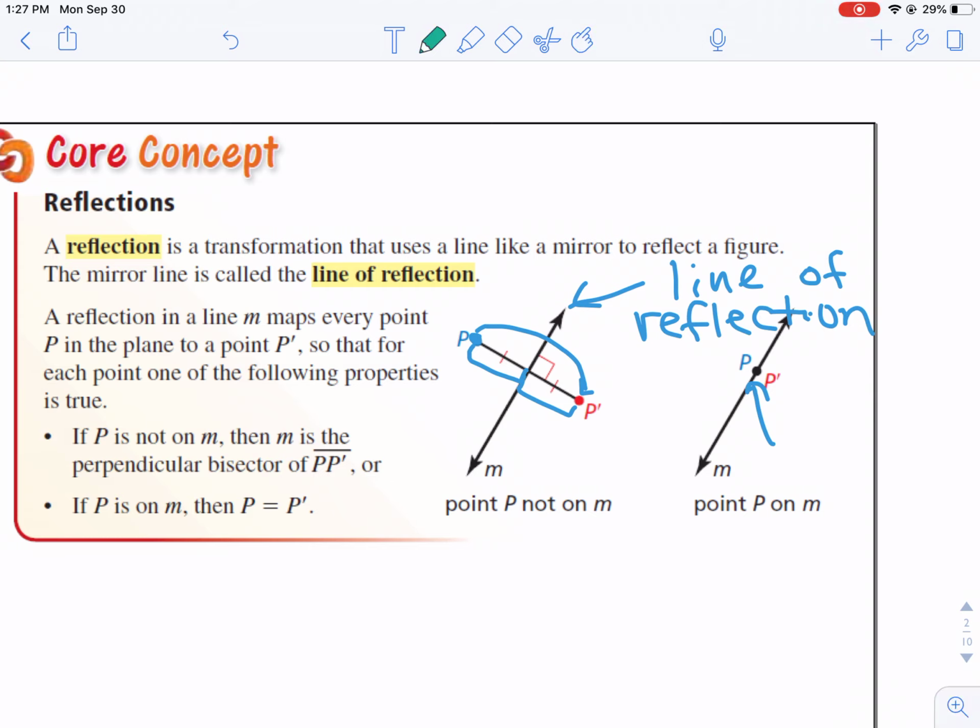We're using M here as our mirror, and we're going to take P and reflect it across that line to get P prime over here. When you do reflections, it's important to know that the distance from P to the line is the same as P prime to the line. That's why there are little markings right there saying that those are congruent.